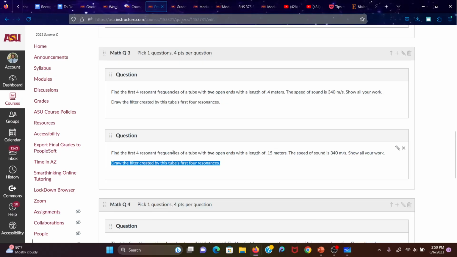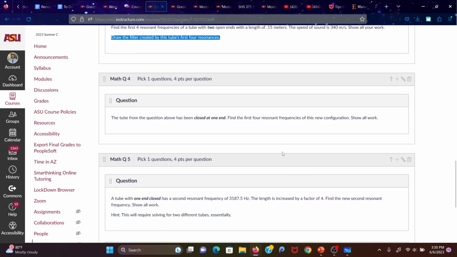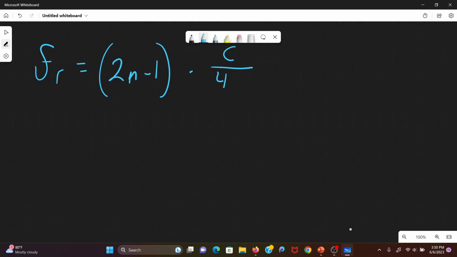All right, the tube above has been closed at one end. Find the new resonant frequencies of this configuration. You don't have to draw this one, so I'm not going to forget, and then we have to go back. We have a new formula. The formula for a tube that's closed at one end is FR equals 2n minus 1 multiplied by C over 4L. C is still 340 because we're still dealing with meters, not millimeters.